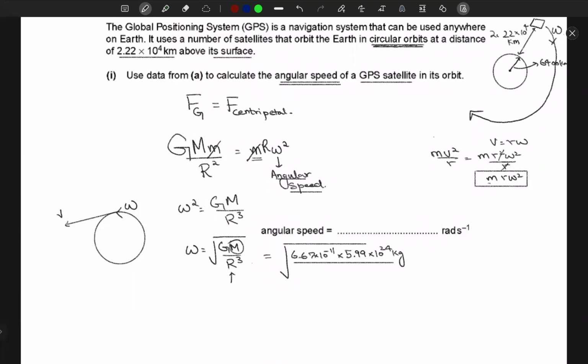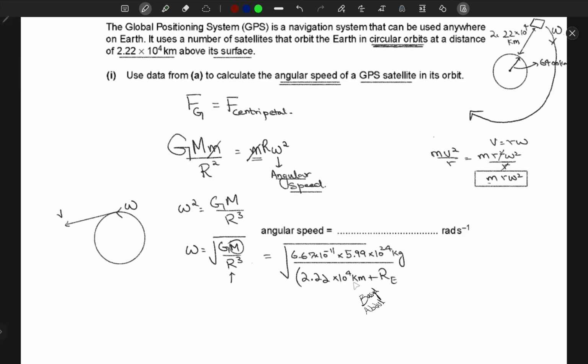Okay. But that's the distance that the satellite is away from the surface of the Earth. Don't you think we should add the radius? Yeah, exactly. So we need to add the radius as well. So the value that I'll use over here is simply this 2.22 into 10 raised to power 4 kilometers plus the radius of the Earth, right?